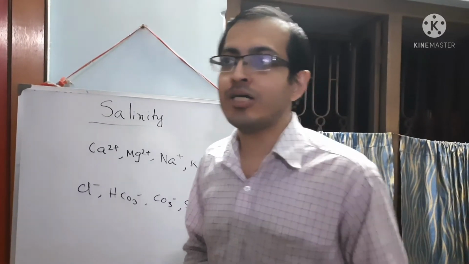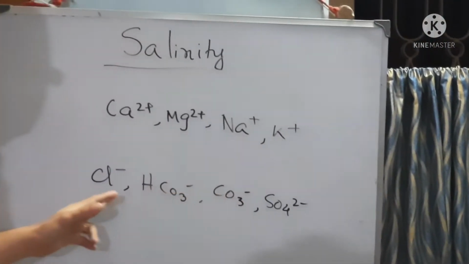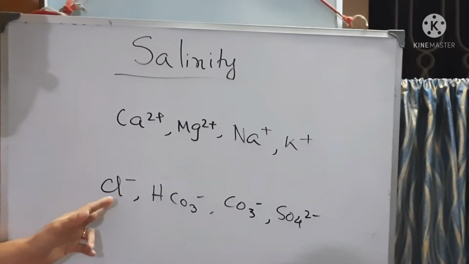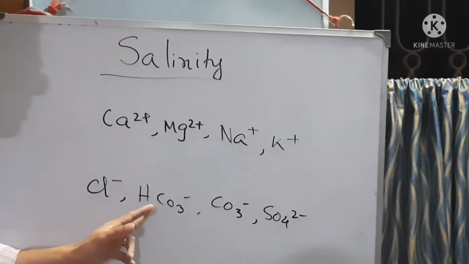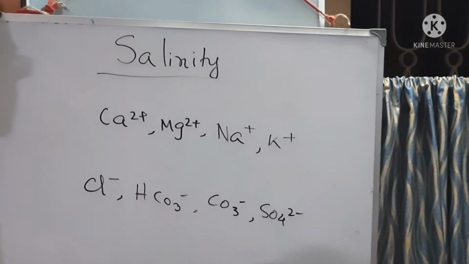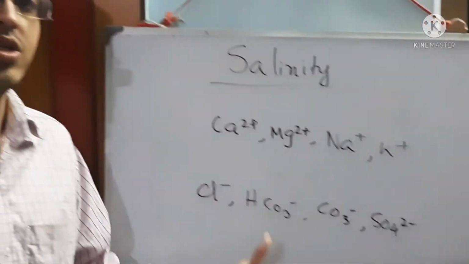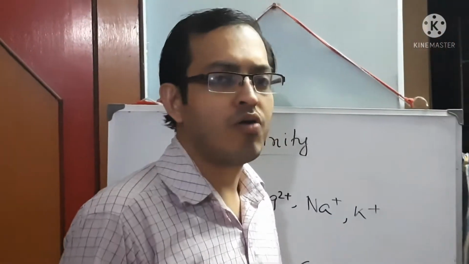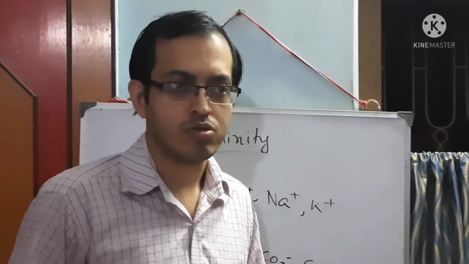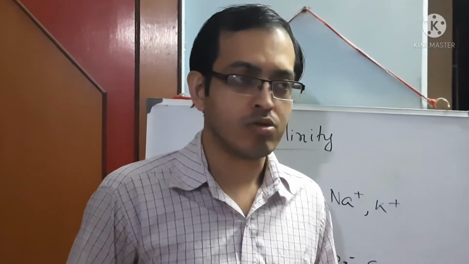Okay. So it is in the form of calcium, magnesium, sodium, potassium as cations, and anions majorly chloride, carbonate, bicarbonate, and sulfate. Okay, so these ions may be present naturally in water or may come from other sources, and also by leaching of rocks.